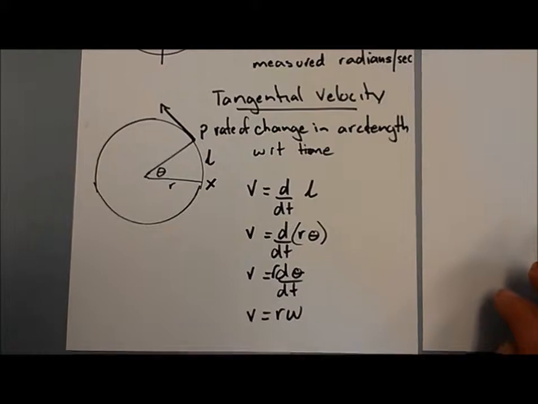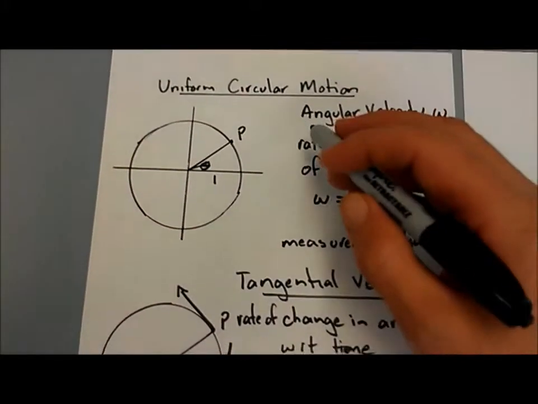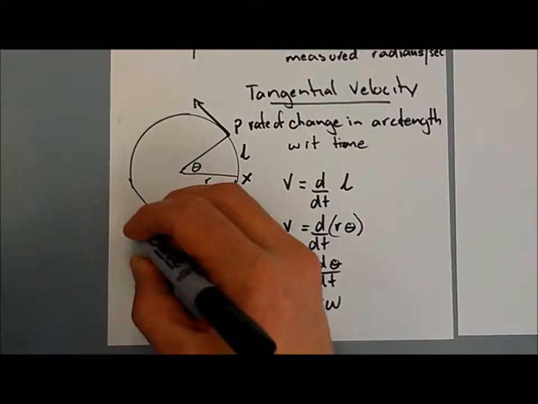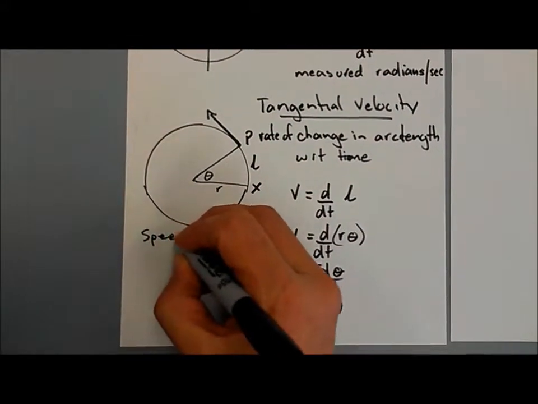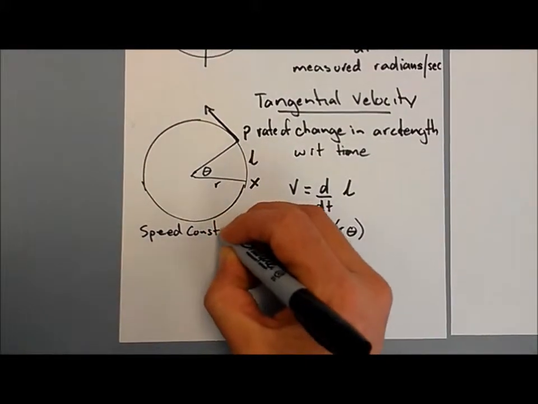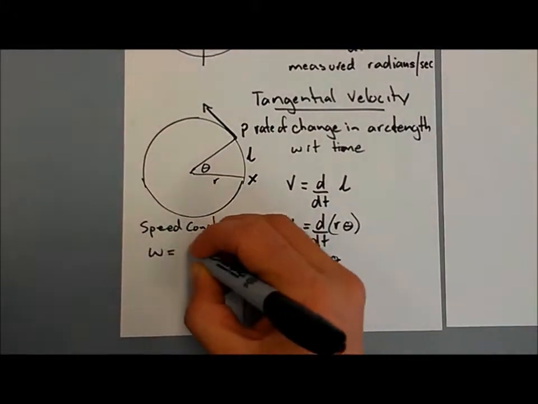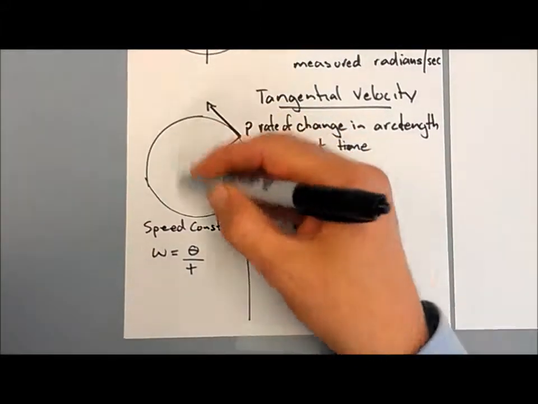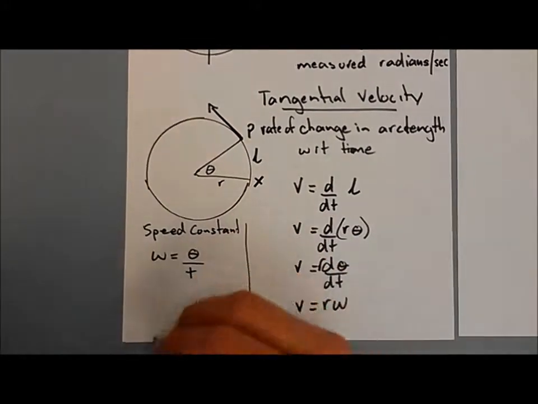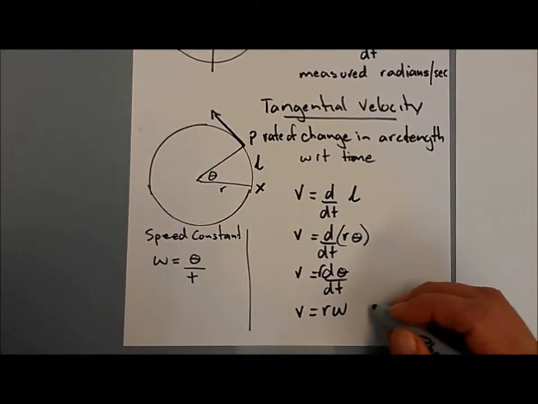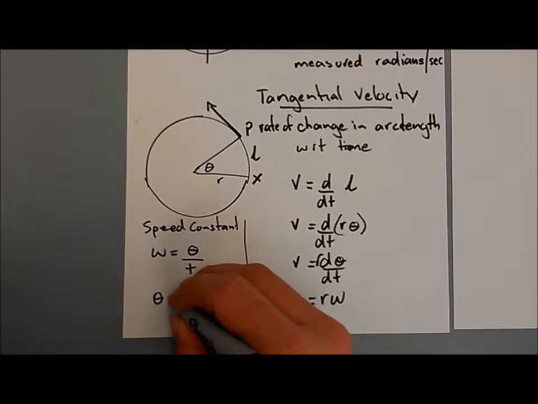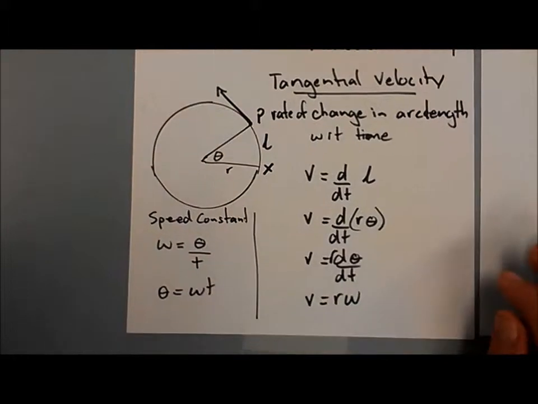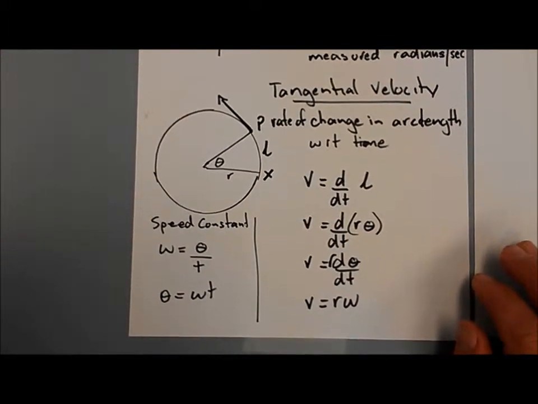Now, given we're looking at uniform circular motion, what that means is that the particle's moving with a constant speed. So if the speed is a constant, then omega is simply the angle over time. Omega is simply how much angle in how much time period. Speed is distance over time, same idea. So in other words, I can take my theta here and say that's the same as omega t, which is another relationship that I've got there.